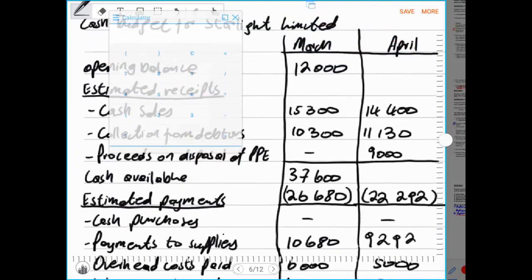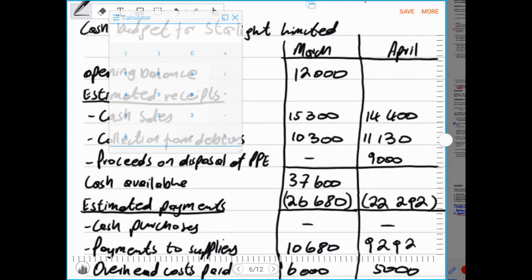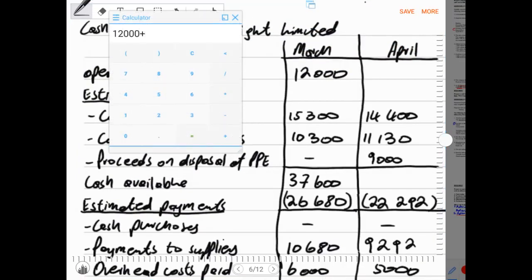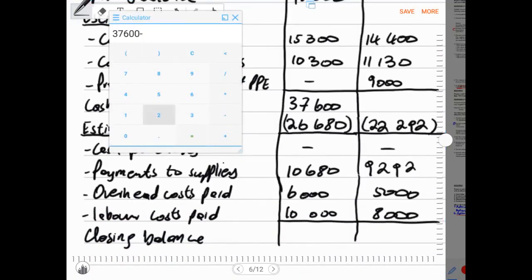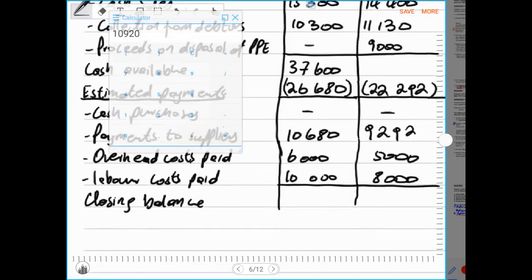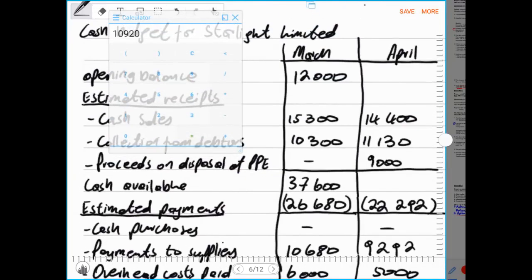Then we start now in the month of March. We say opening balance is 12,000 plus 15,300 plus 10,300. Okay, that is 37,000 minus 26,680. That will give us a balance at the end of 10,920. And that will be the balance that we have. And that balance becomes an opening balance here, 10,920 in the next month.